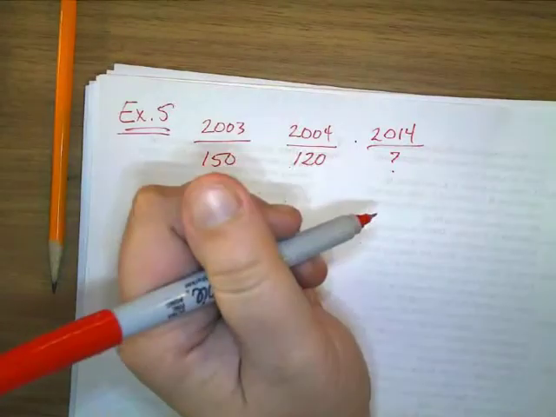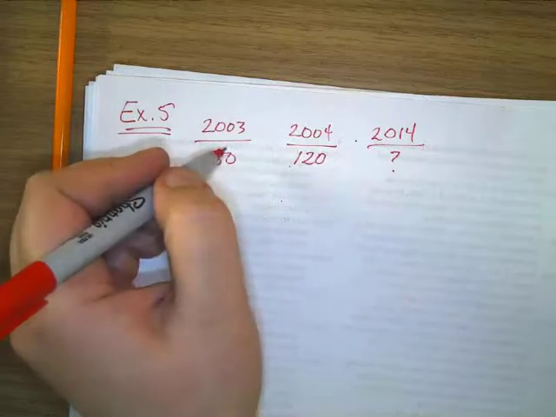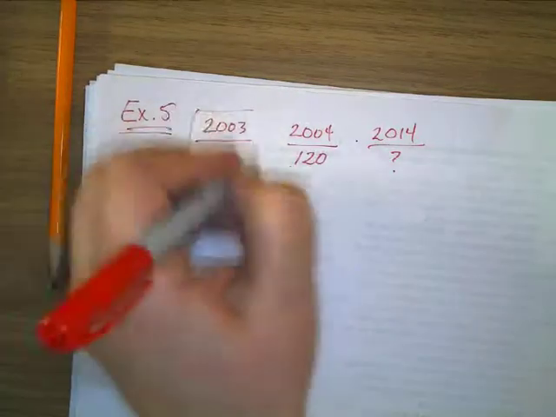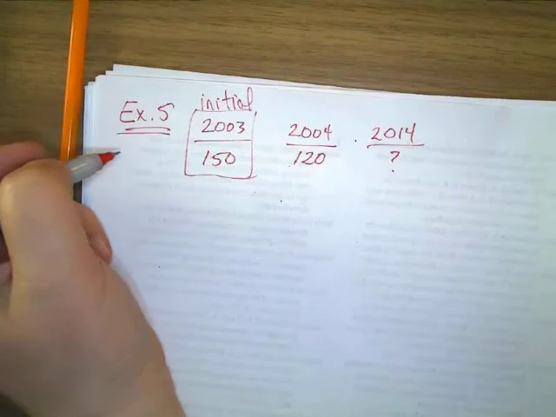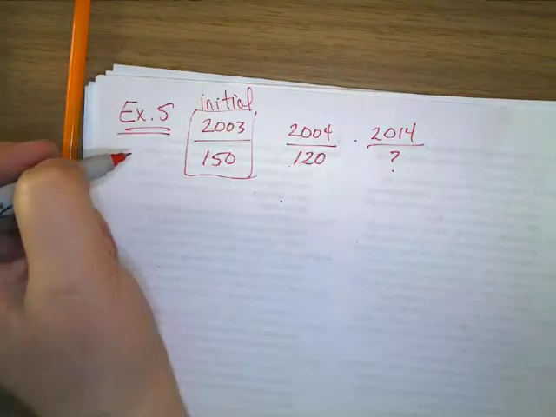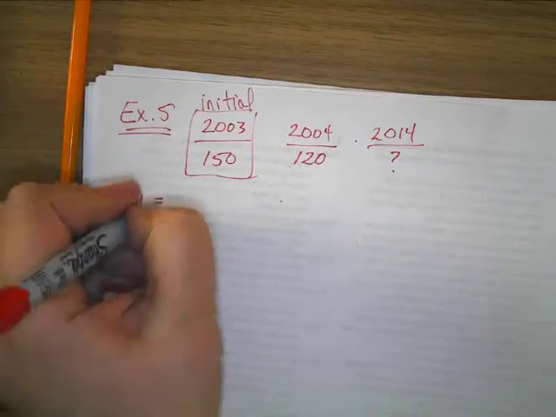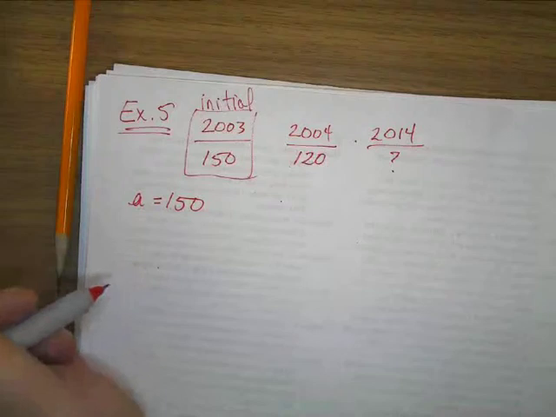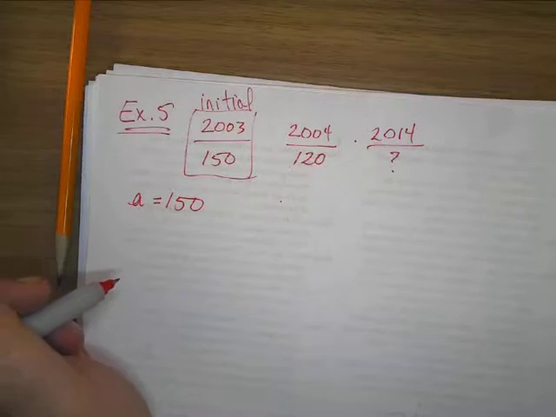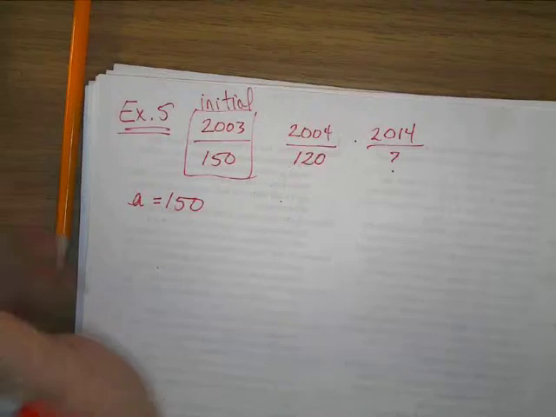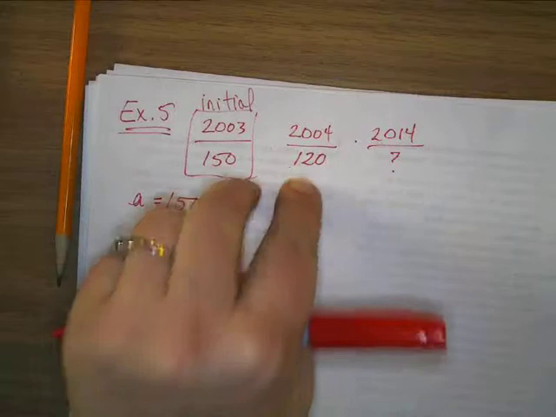So what we're going to do is call 2003 our start year. So we're going to call this our initial. So for the initial, that means my little a is going to be 150. Now, what they didn't tell us is our rate of decrease, right? We can figure that out from our table, though.